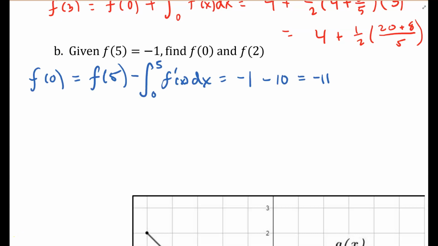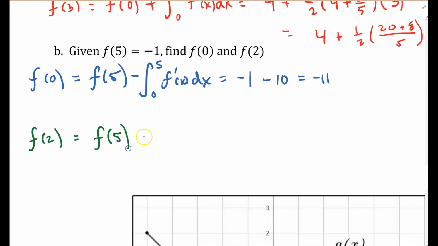Here is f of 0. F of 0, it is f of 5 minus the area from 0 to 5 of f prime of x dx. F of 5 is negative 1, and then you have to subtract that area. You're going backwards. I want to take away that area from 0 to 5, and that is 10, so we get negative 11. All right, f of 2. For f of 2, same idea.